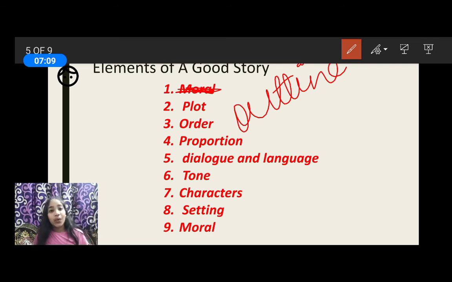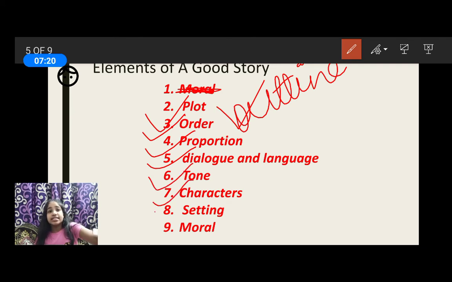Okay, so great. What are the things you have to prepare for the story? The elements are the outlines, the plotting, the order, the proportions, the dialogues and languages, the tones, the characters, the setting, and the moral. These are some of the important things you have to do in the story. You have to write these things down. Okay, take a screenshot of it also.